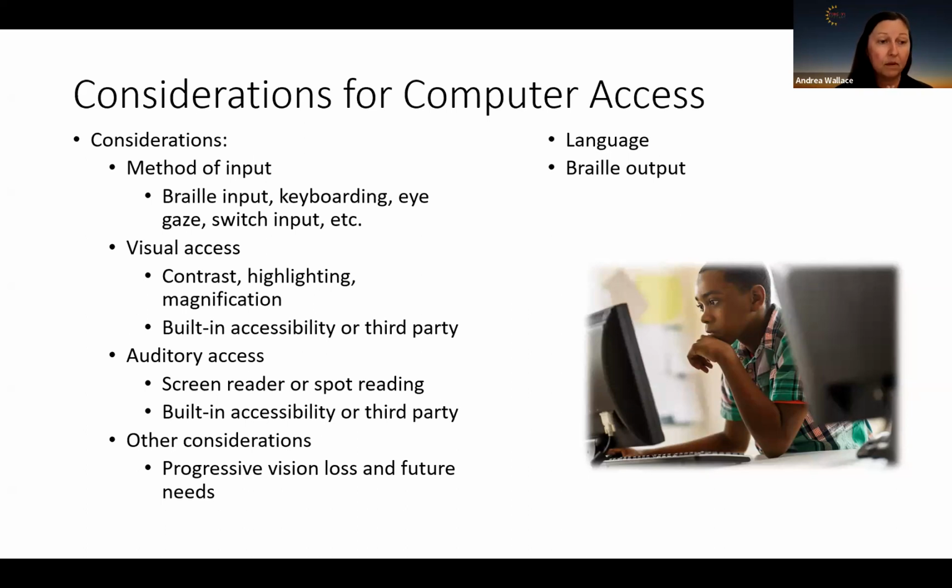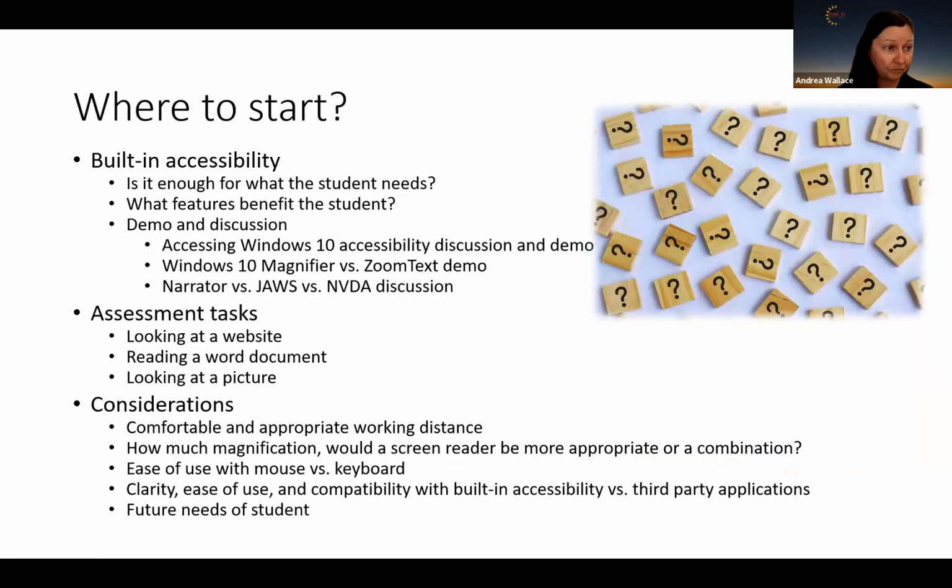Language for the students, the output language, and then the Braille output as well, if that's efficient for the students. So those are considerations for computer access. All right, where to start? It's always good. I think of a least restrictive environment when thinking about where to start.